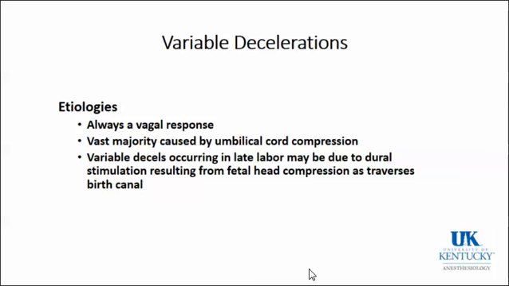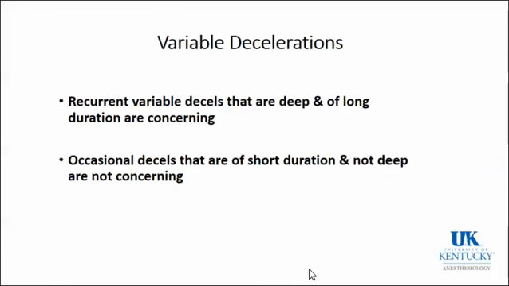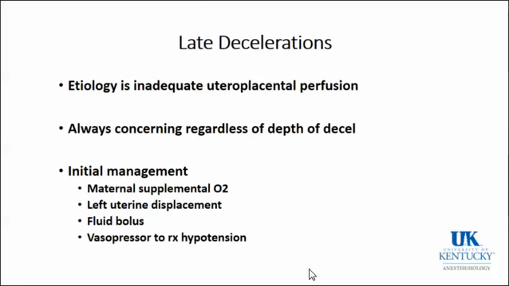Variable decelerations, if they are recurrent and deep, can be concerning because the baby's not having time to recover and can develop acidosis. If you have occasional variable decels that are short in duration, not deep, those are not concerning. And then finally, your late decelerations, these occur as a result of inadequate uteroplacental perfusion.